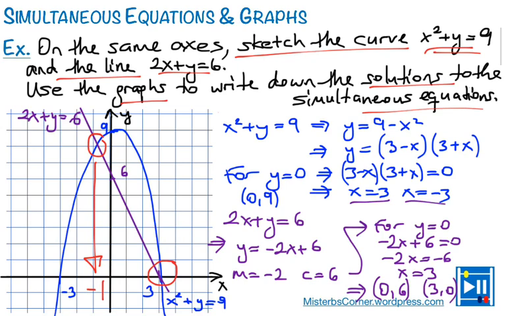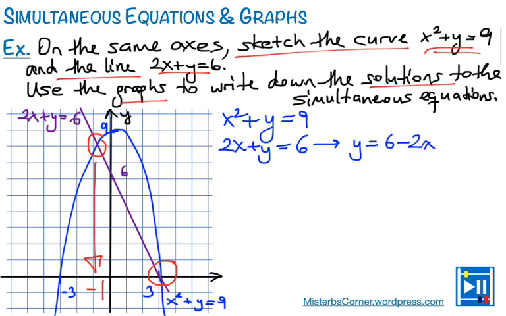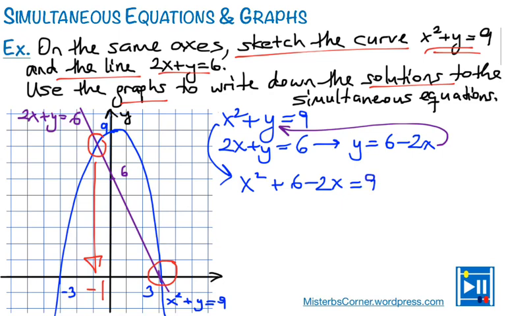Now let's try algebraically to solve for these x and y values and prove that we're correct. Actually, this is not asked in the question, but just to show the relation, we're going to do that now. So I have x squared plus y equals 9, and then I have 2x plus y equals 6. So from the second one, I'm going to write y equals 6 minus 2x, which will go here in the first equation.